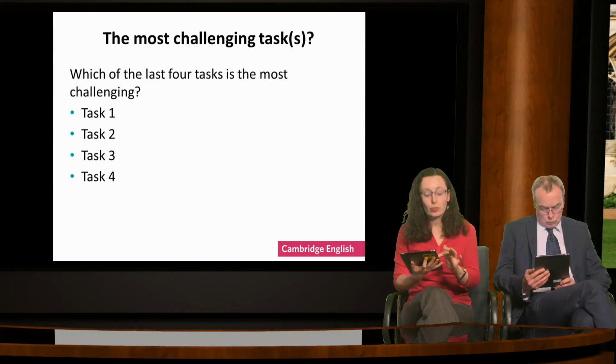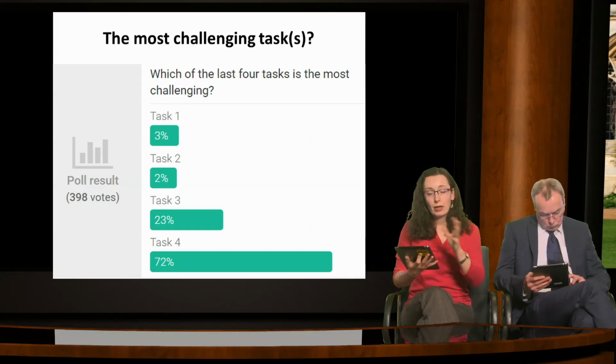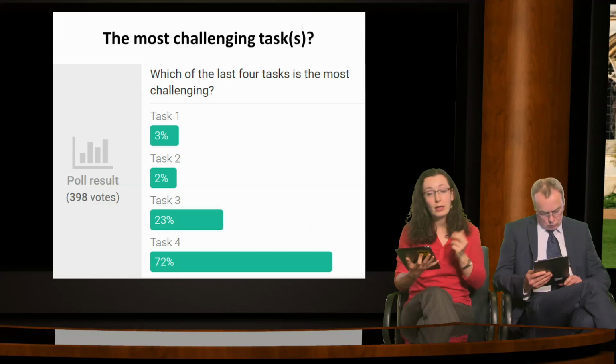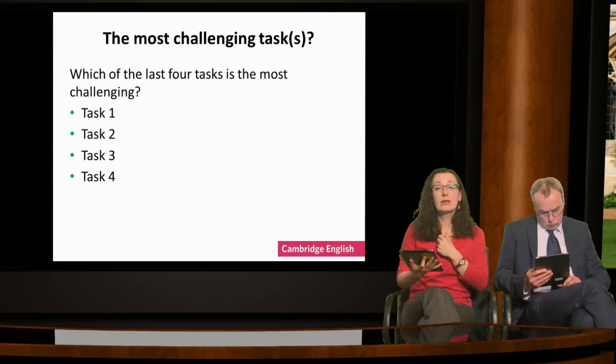And please use the poll. So most of you, some 87%, responded Task 4 is the most challenging, so combining and contrasting information across several texts, and some of you indicated it's the inferencing task. I think these are the most frequent responses, first Task 4 and then Task 3.